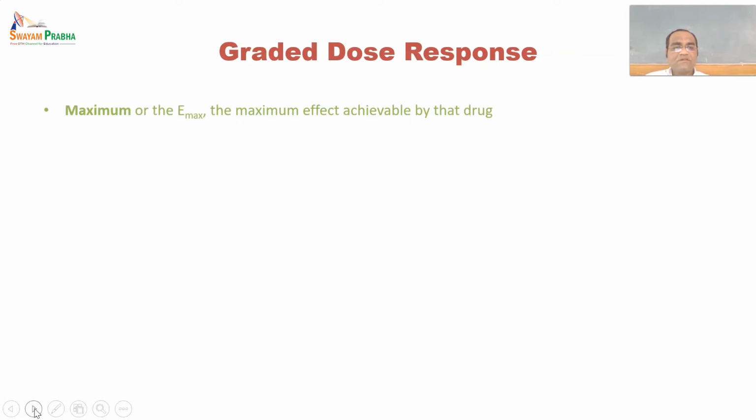There are some concepts regarding graded dose response. Emax is the maximum effect achievable by that drug. Once a drug binds to a receptor site, and the receptor site is full of drug, it shows a maximum effect. We have seen that maximum effect in the graph as well. It is nothing but the maximum biological response.